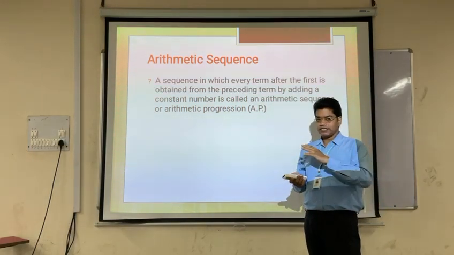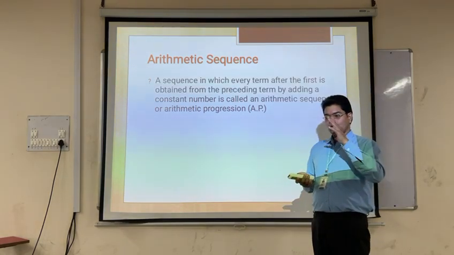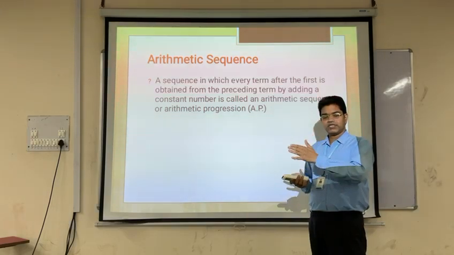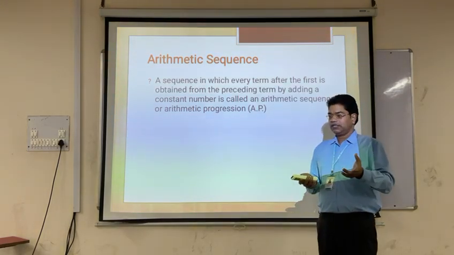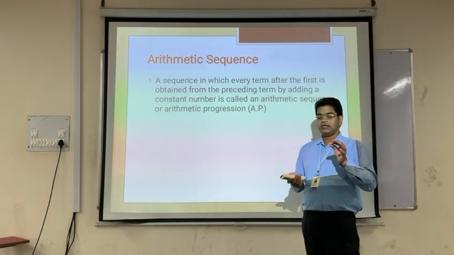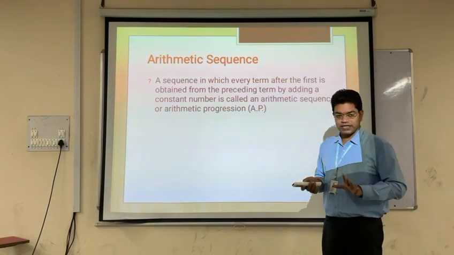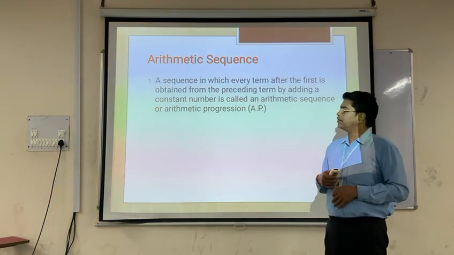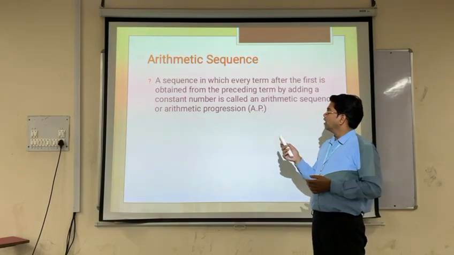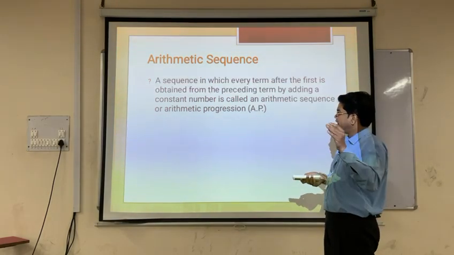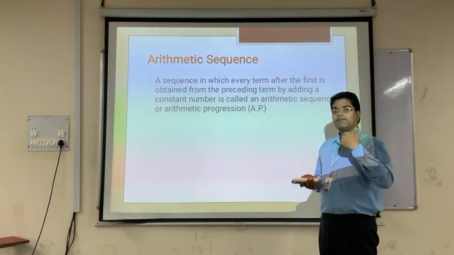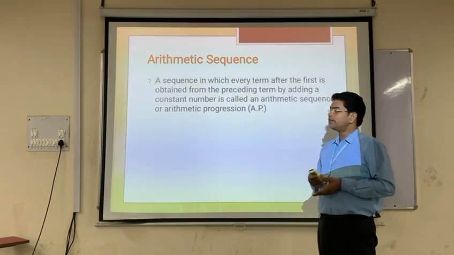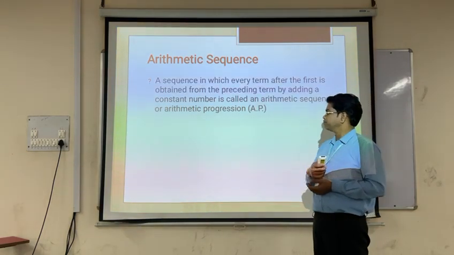In other words, see what this definition is saying. You take any two consecutive terms, then you subtract from the following term the preceding term. The result should be same for any two consecutive terms. A sequence with this property is called arithmetic sequence or arithmetic progression. Or in other words, if you take any term and by adding some fixed number you are getting the next term, it is called an arithmetic progression. This is what this definition says.